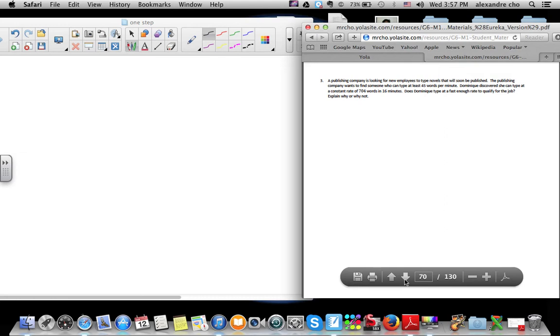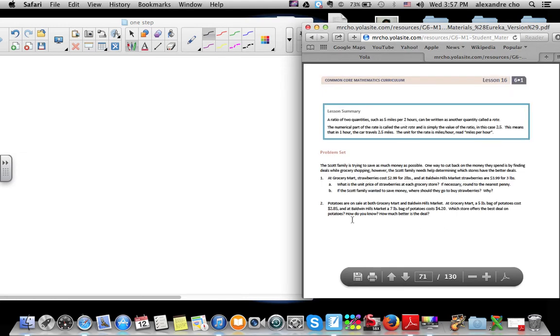71, I think, is the next page. All right, so, the Scott family is trying to save as much money. One way to cut back on the money is they spend finding deals while grocery shopping. However, the Scott family needs help determining which store has the better deals. Okay, so at Grocery Mart, strawberries. Okay, so let's go Grocery Mart here.